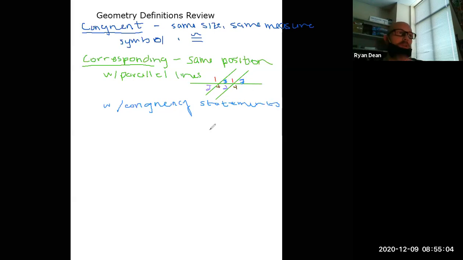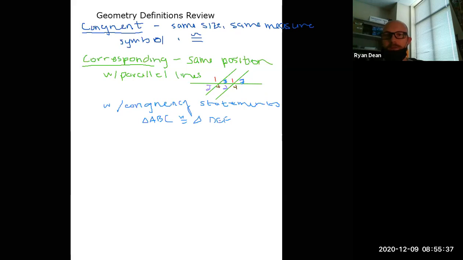So with congruency statements, typically what you're given is something like this. We'll just do triangle ABC is congruent to triangle DEF. Okay, so remember, corresponding is the same position. So corresponding parts of congruent triangles, we're going to refer to the position in which these angles are listed out.